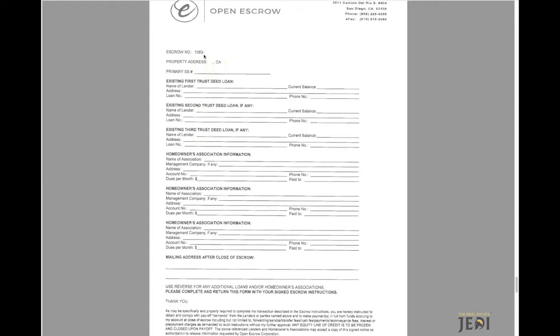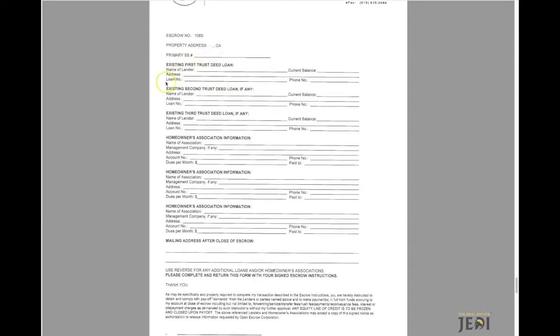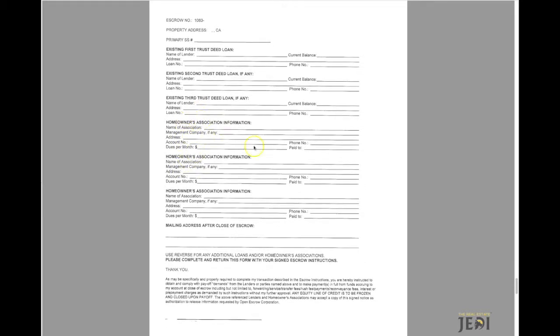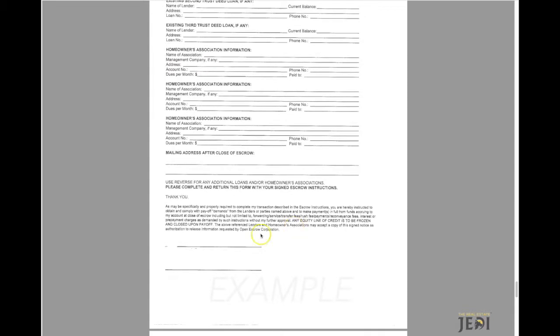Make sure you fill this information out regarding your property and trust deed, if any, so that they can get the information for payoff for your loan. Also for your homeowners association, so they can work on transferring that over when you close on the sale.